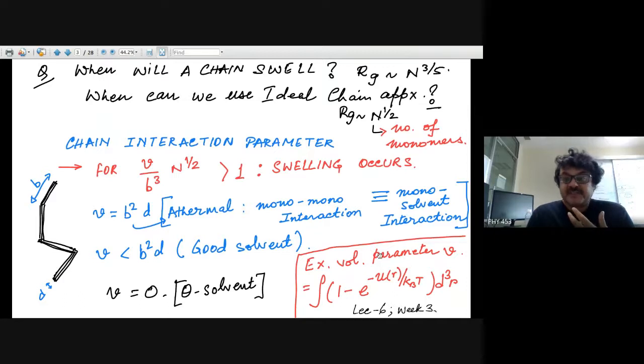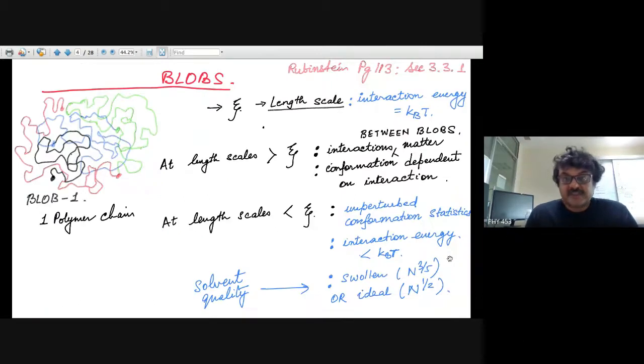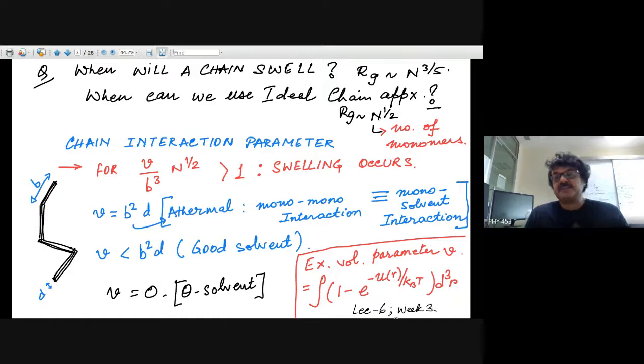What is v? It's the excluded volume parameter, as different from the excluded volume. So the excluded volume parameter is basically this v quantity: the integral over all space of 1 minus e to the power minus interaction potential by k_B T, into d^3 r. Right? This is the excluded volume parameter v, which again was discussed in lecture 6, week 3. So if you have forgotten, please look it up.